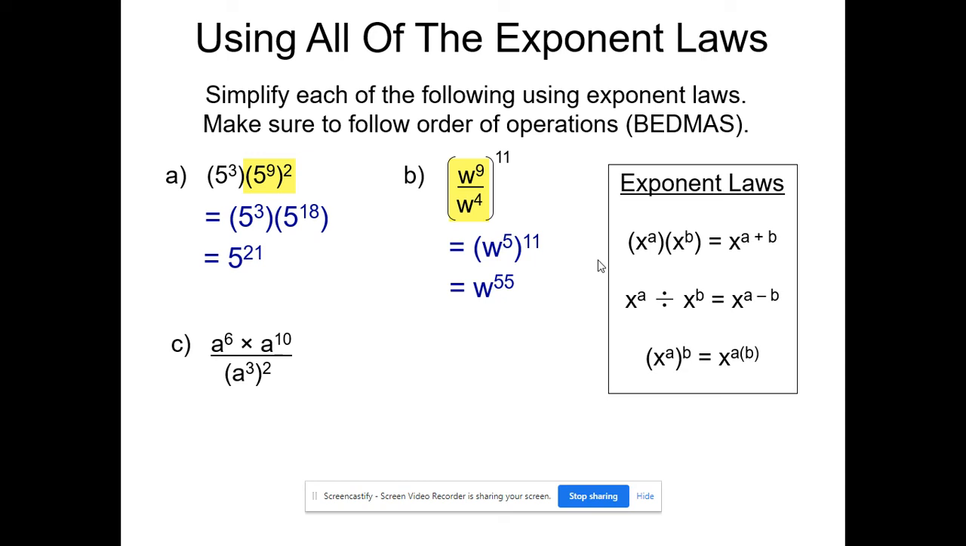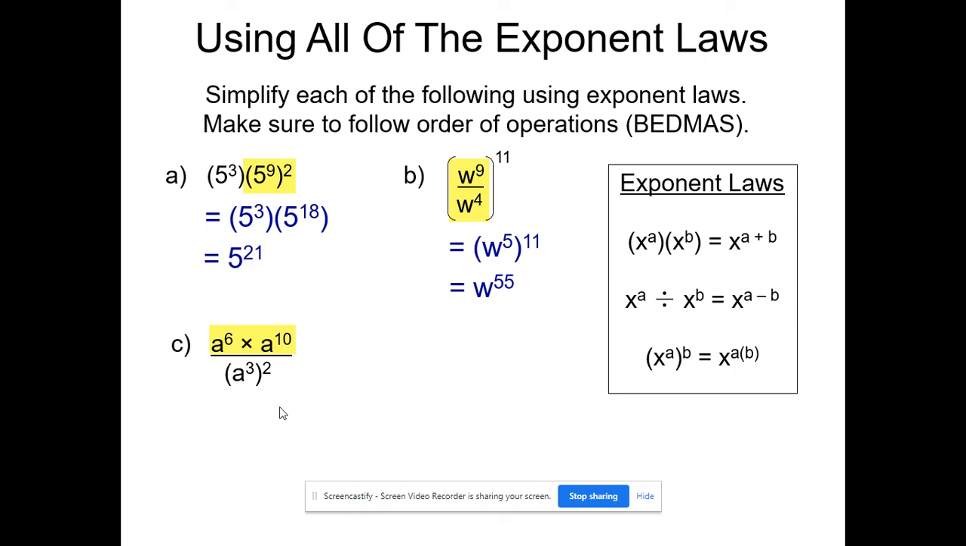Our last question, a to the 6 times a to the 10, divided by a to the 3, to the power of 2. I'm going to try to simplify the numerator, then simplify the denominator, and then we'll try to do the division. So if I do follow BEDMAS, it says I should do the exponent first, but because the numerator and the denominator are separated by that division line, I can work on both of them at the same time.